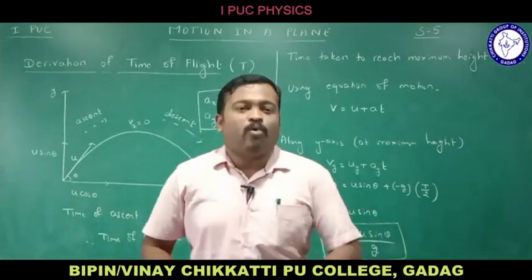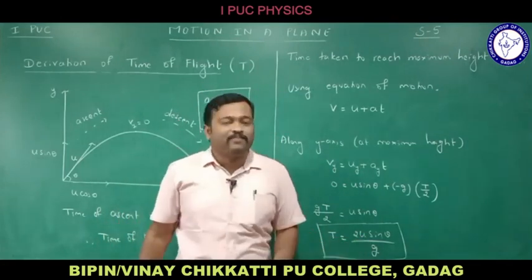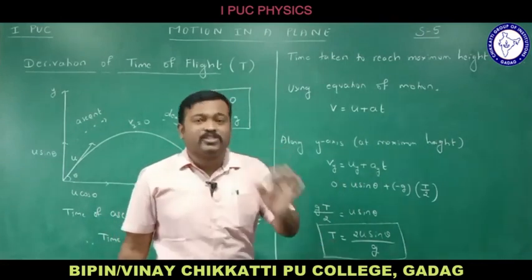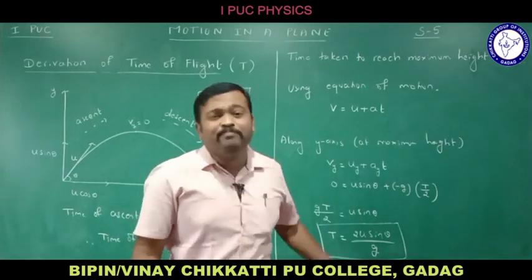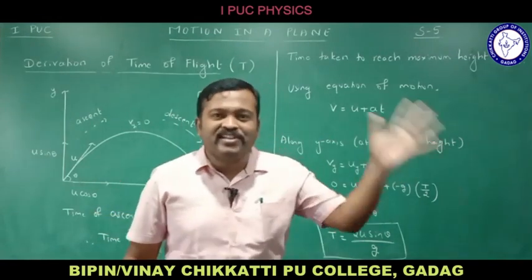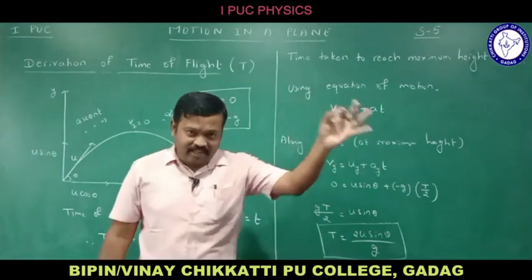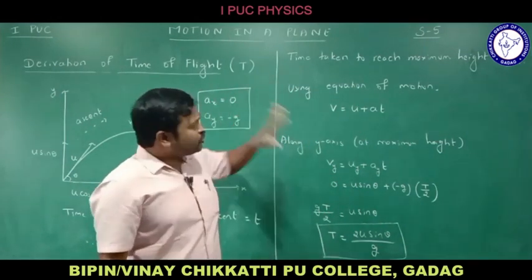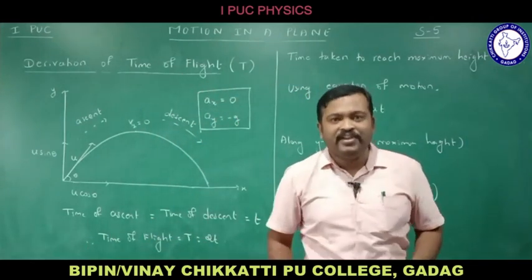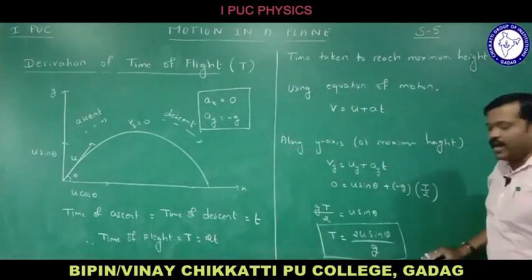This is the expression for time of flight. Do you remember? T is equal to 2u sine theta divided by g, and you need to remember these expressions. We already derived the expression for maximum height, u square sine square theta upon 2g. Time of flight is 2u sine theta upon g. So this is the derivation of time of flight. Again, it will be a 3 marks question: derive the expression for time of flight, and we need to draw the figure and arrive at this equation.